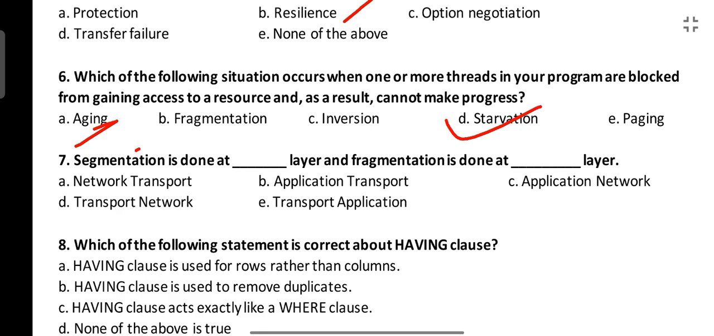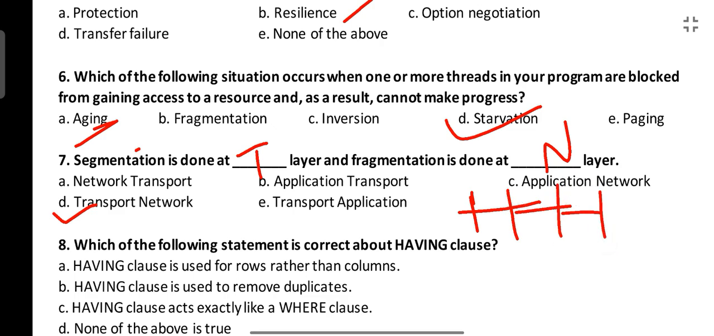Next is, segmentation is done at dash layer and fragmentation is done at dash layer. So what is segmentation and what is fragmentation? Let's know the answer first. Segmentation is done at the transport layer and fragmentation is done at the network layer. So the answer is D, transport and network layer. Let's understand what these terms are. Segmentation is kind of like subnetting in which a network is divided into multiple small subnets having their own IP addresses. So these all act as small networks. And what is fragmentation?